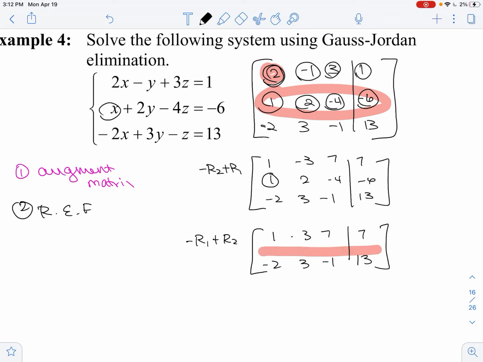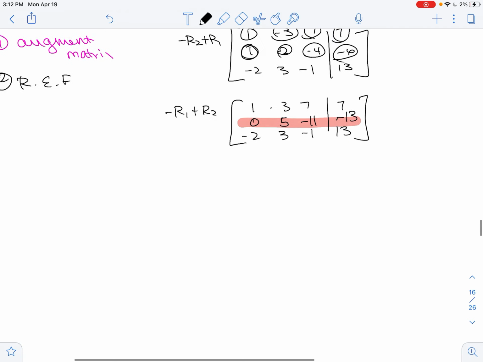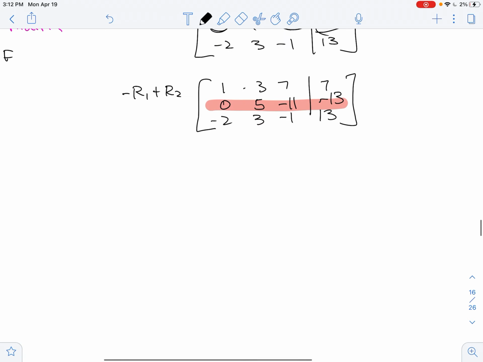So here we go. Negative row 1 plus 1 is 0. -3 is a positive 3 plus 2 is 5. -7 plus -4 is -11. -7 plus -6 is -13. Okay, so we've got the 0 that we want.